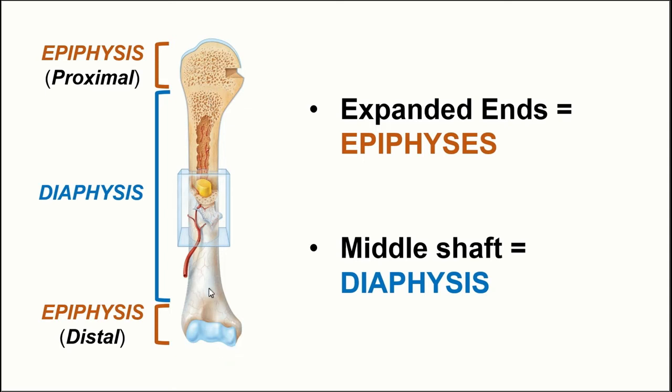Now, between these two epiphyses is a shaft region called the diaphysis. Now, the diaphysis is a tubular portion of bone that connects these two epiphyses. The walls of the diaphysis are typically thickened with compact bone, and there's generally a very thin layer of spongy bone that is found in the interior of the diaphysis.